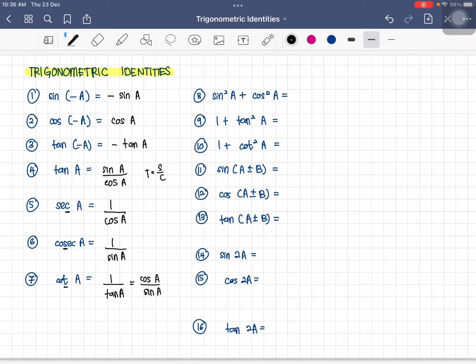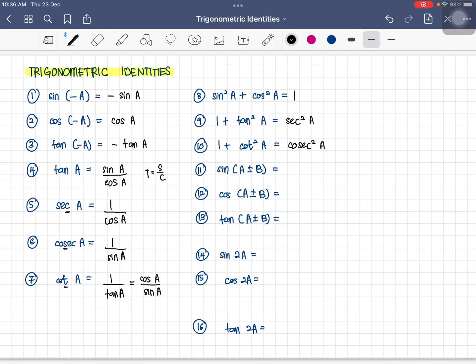Now we are done with that one. Next, for identity number 8, suppose we have sine squared a plus cos squared of a. No matter what a is, as long as they are the same, this will give us 1. And if we have 1 plus tangent squared of a, this will give us secant squared of a. And if we have 1 plus cotangent squared of a, this will give us cosecant squared of a. So we are done with the 10 identities now.